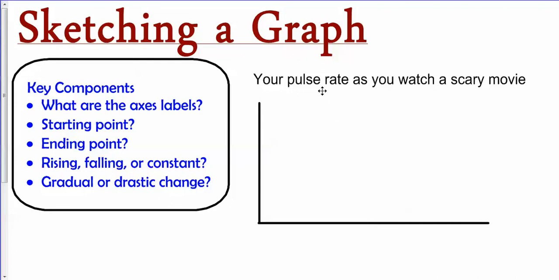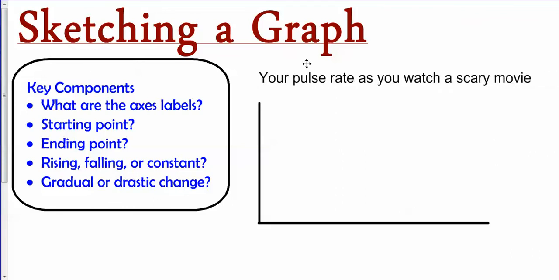So what are the variables in this situation? The pulse rate is one of them, as you watch a scary movie. So what is that second variable? The second variable is time, as I'm watching that scary movie. Pulse rate.